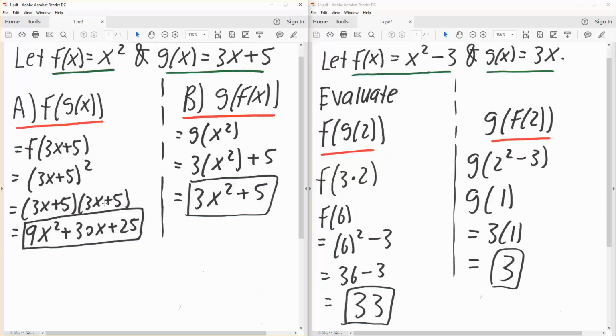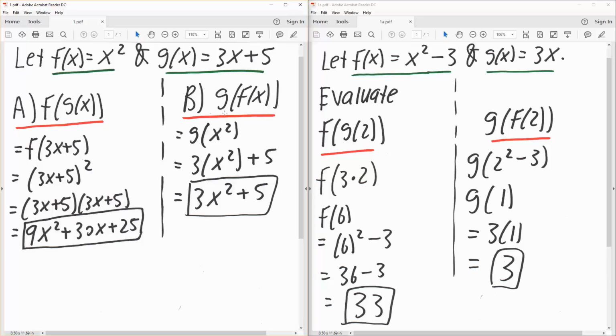So 3x times 3x is 9x squared. 3x times 5 is 15x, and another 3x times 5 is 15x. So that's 30x. 5 times 5 is 25. And so just to recap, we have f of 3x plus 5, and this is f of x. So we are replacing x with 3x plus 5. And that's what we did for this problem.